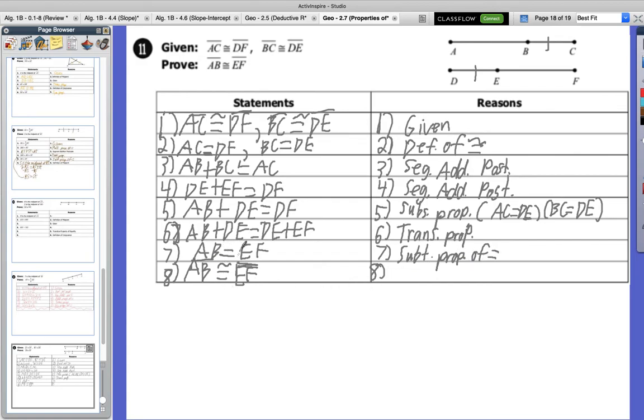So now I went from the segments having equal measures to them being congruent. So that's going to be, again, my definition of congruence. Because a lot of these properties we did, they don't work when things are congruent. They only work when things are equal. So we had to take it out of being congruent into being equal. And at the end, we had to put it back in because that's what we're trying to prove.